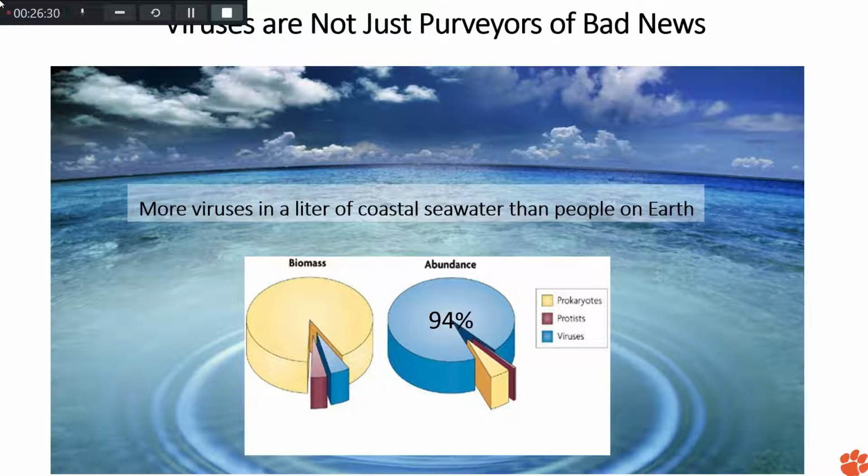So these are some of the other ideas. You can see that there are more viruses in a liter of coastal seawater than people on Earth. Just to see some of these numbers, sometimes it's really incredible. So you can see the abundance of the prokaryotes, which are the bacteria, and the protists, which are basically the single-celled protozoa. And if you compare it with the viruses, you can well imagine how it is. So the abundance versus the biomass is a very, very interesting thing. They're tiny, but their numbers are mind-boggling.